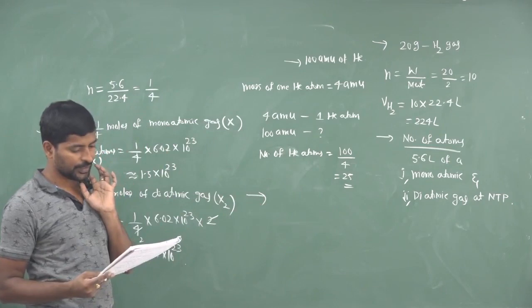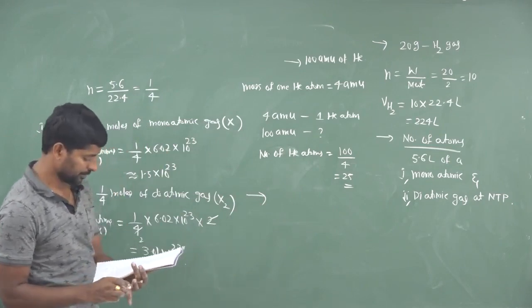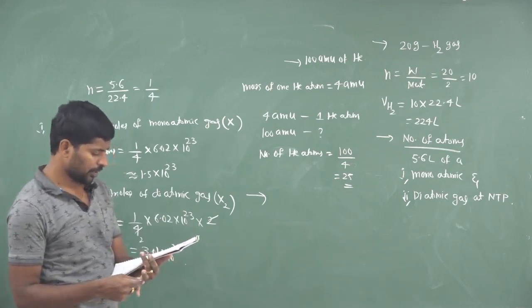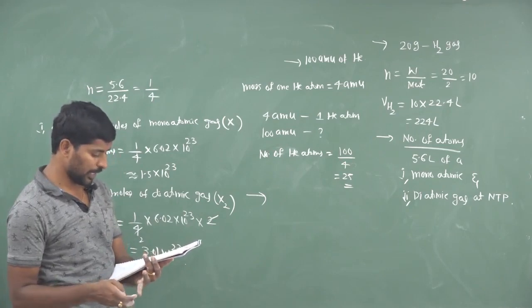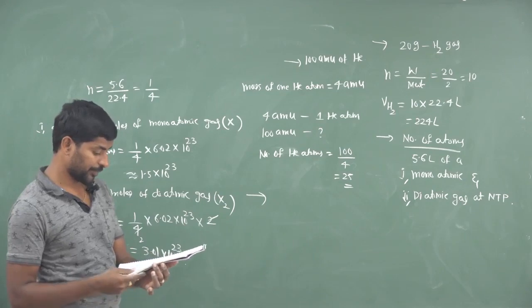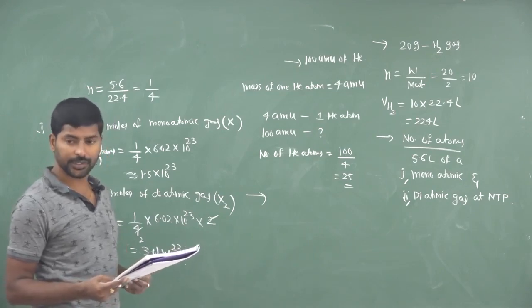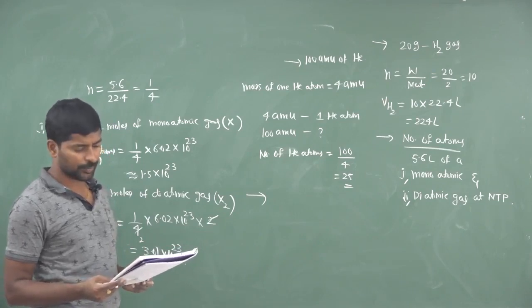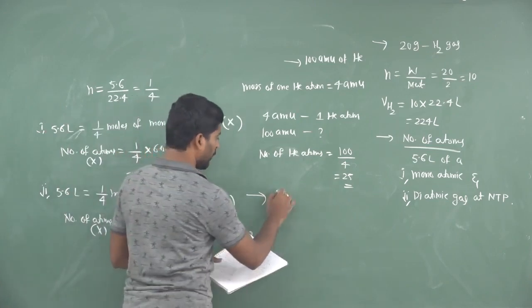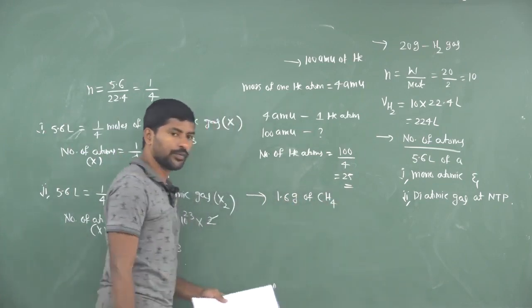Next one. Calculate the total number of electrons present in 1.6 grams of methane.